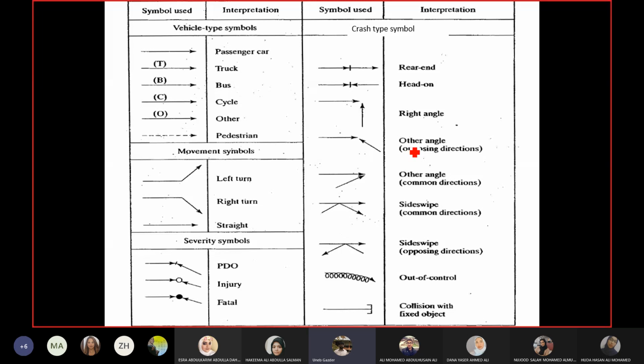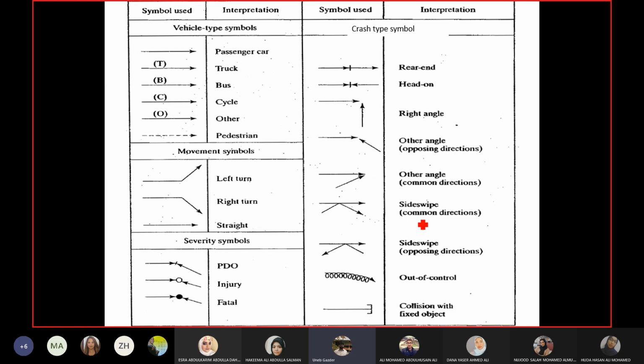Okay, so you have other angle from opposing directions. So you have two guys which are coming towards each other and they're hitting each other at any other angle which is not right angle. But these two guys were coming from different directions. So maybe you were going straight and somebody was taking a left turn. So this thing can happen if somebody is taking the left turn towards your side. Then you have other angle in common direction. So somebody was going in the lane beside you and he tried to change the lane while you were going as well. This type of accident can happen in that case.